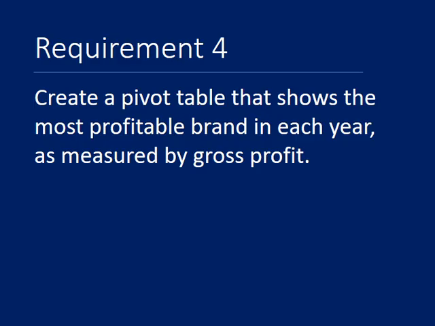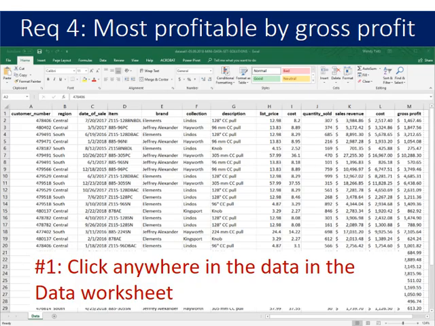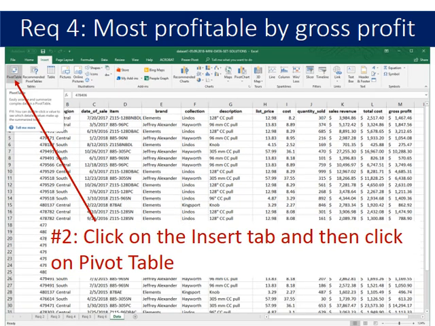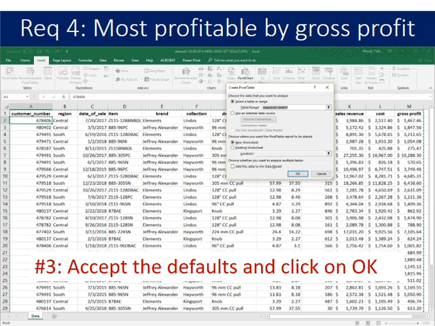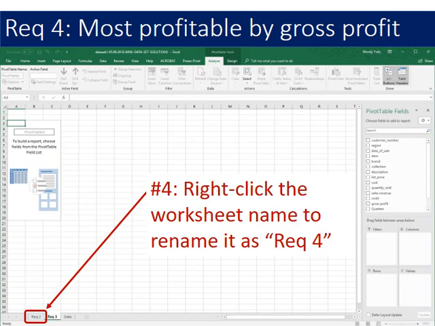Requirement 4 reads, create a pivot table that shows the most profitable brand in each year as measured by gross profit. The first step is to click anywhere in the data worksheet. Click on the Insert tab and then click on Pivot Table. Accept the defaults and click on OK.